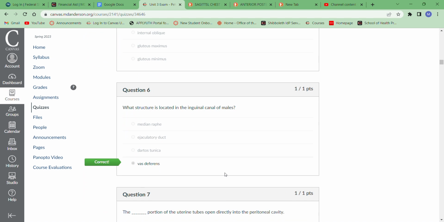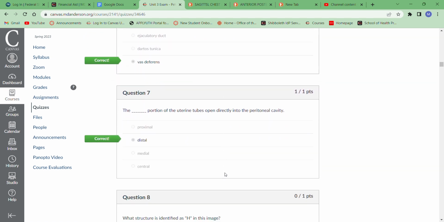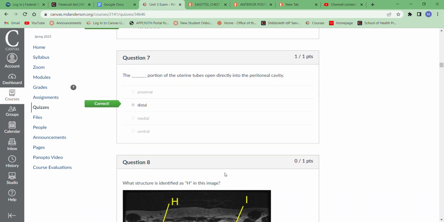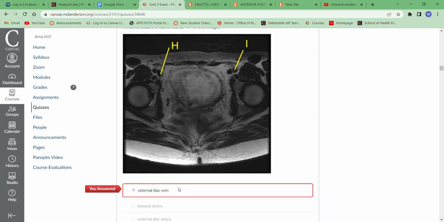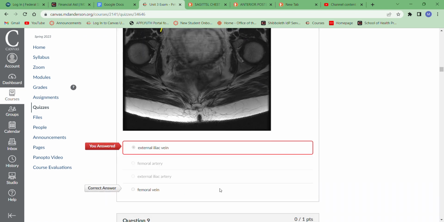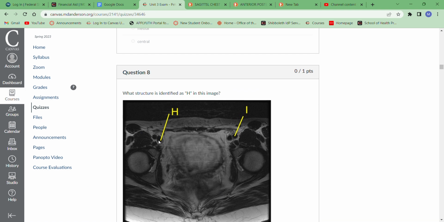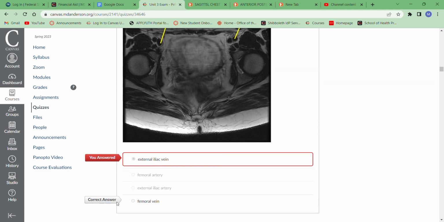The blank portion of uterine tubes opens directly into the peritoneal cavity, so I think it's distal. It is distal. What structure is H? That looks like an artery, so I think it's either the right common iliac artery or the femoral artery. The correct answer is femoral vein. Oh, you know what? It's oval shaped, so I should have known. And this is the head of the femur, so you know that is the femoral vein.